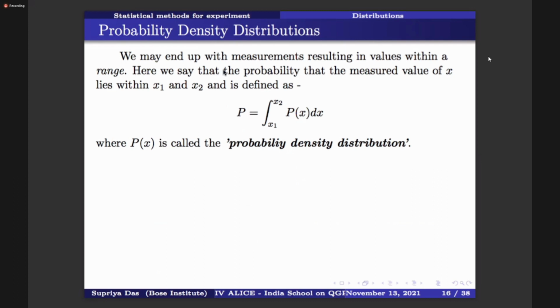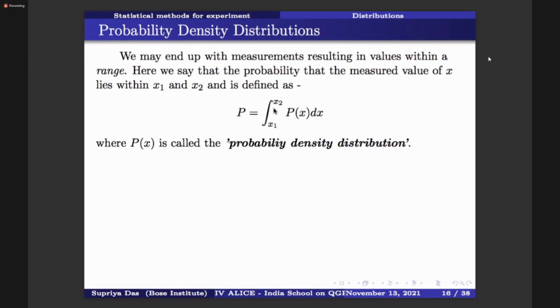So here we say that the probability that the measured value of x may lie within x1 and x2, these are the two ends of the range. Then the probability that it lies within this range is defined as p equals integral x1 to x2 p(x) dx. This is how it is defined. Here, the p(x) is called the probability density distribution.